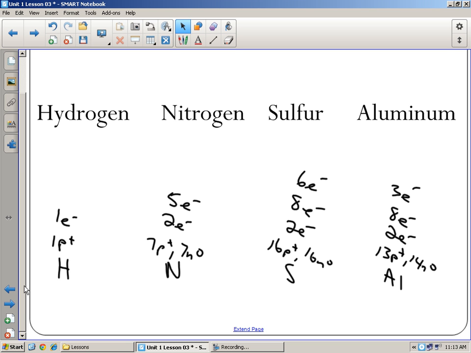So how do you know how many valence electrons you have? Look, 1, 2, 3, 4, 5. It's got 5 valence electrons because it's the 5th one over, right? How many valence electrons does neon have? Neon is stable. It should have 8, right? Look, it's the 8th one over. 1, 2, 3, 4, 5, 6, 7, 8.